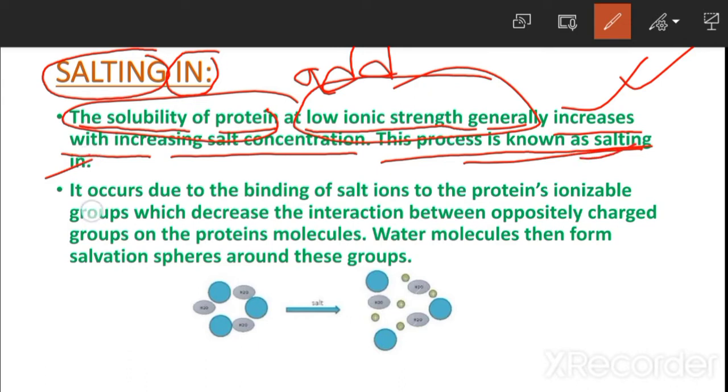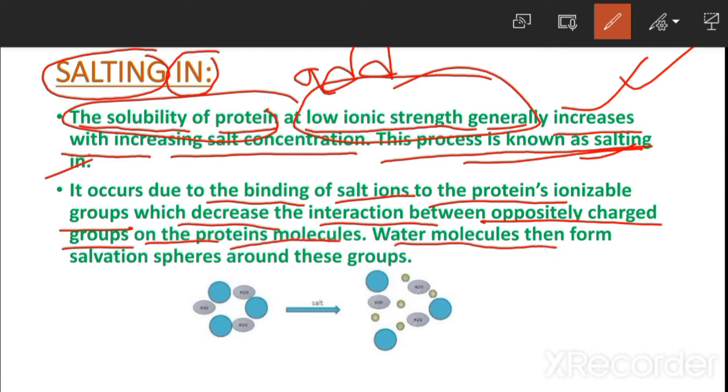It occurs due to the binding of salt ions to the protein's ionizable groups, which decreases the interaction between oppositely charged groups on the protein's molecule. Water molecules then form a solvation pair around this group.